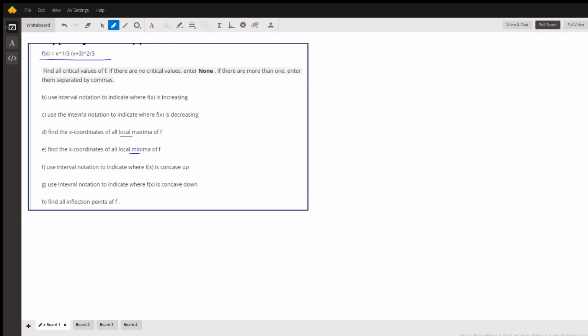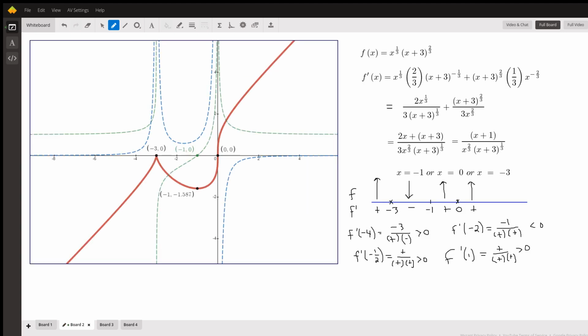There's going to be a lot of calculations shown on the board, so you have to pause the video and take some notes because we're not going to go over every detail. Here's the graph, this red graph of the original function. The green dashed line is the graph of the first derivative, and the blue dashed lines are the graphs of the second derivative.